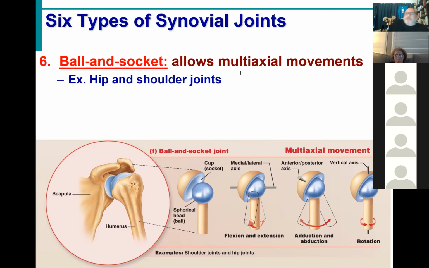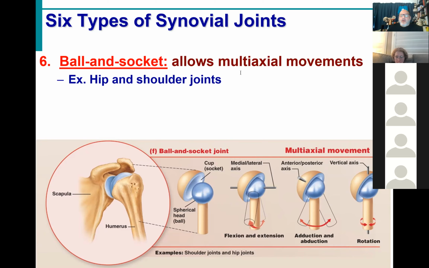Exactly. And that is the problem with this joint. While this joint allows for the most movement, especially here in the shoulder, it is the most dexterous of all of our joints, it is also the least stable. So it's the one that is most likely to dislocate.